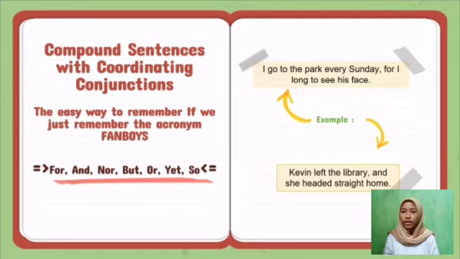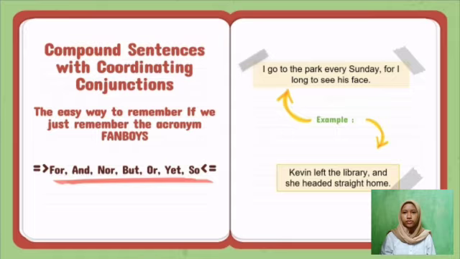Number 1: I go to the park every Sunday, for I long to see his face. As we can see, it has two simple sentences or independent clauses. So, to make a compound sentence, we should add a coordinating conjunction. In this sentence, for is the best choice to link each sentence, because for explains the reason or purpose.